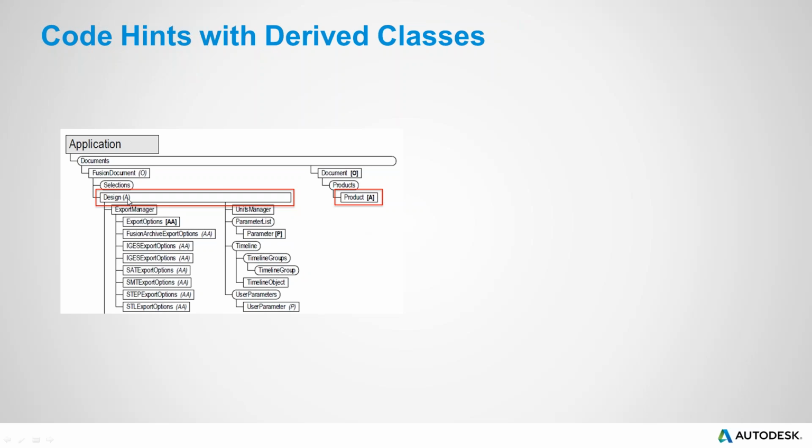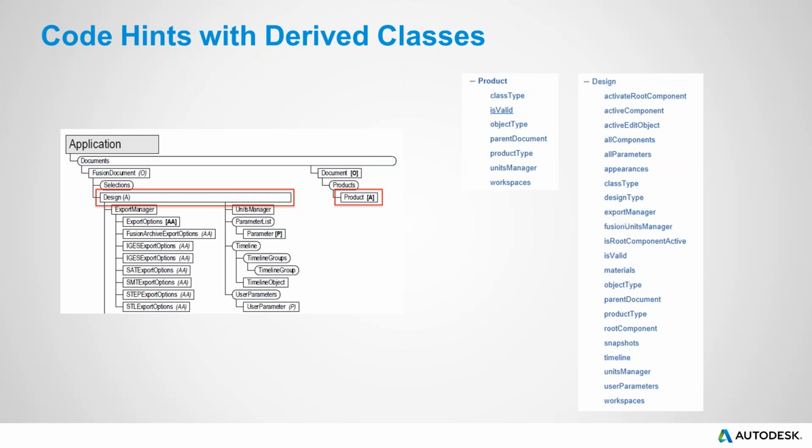So you can see design is derived from product. If I ask the application, give me the active product, it's defined to return a product object. And product, you can see here, doesn't support a whole lot of stuff. If I ask for the active product and I'm expecting a design, it's most likely I want to access some of this stuff that's specific to design, especially the root component property. That's going to give me access to all the interesting Fusion stuff in here.